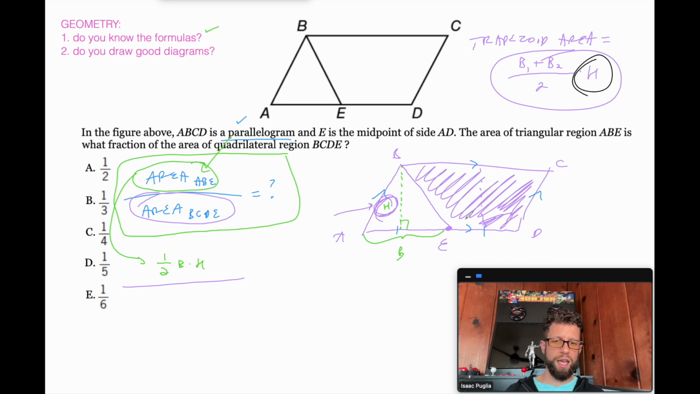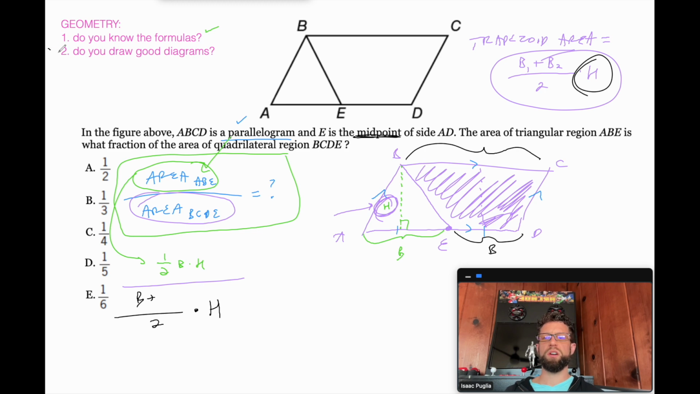That's always good. And then I already know that because AE and ED are equal, that's the definition of a midpoint, then this is going to be a length of B. So I know one of the bases of my trapezoid is just going to be the length of B. So I'm going to put that right here. I'm going to average that with the other base, which we'll get to in a second, and then I am going to multiply that by the height. All right, so now all I need to do is discover what is the length of this thing.